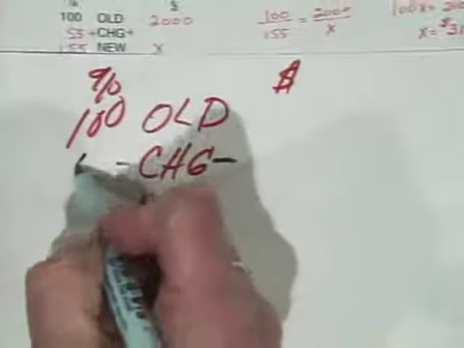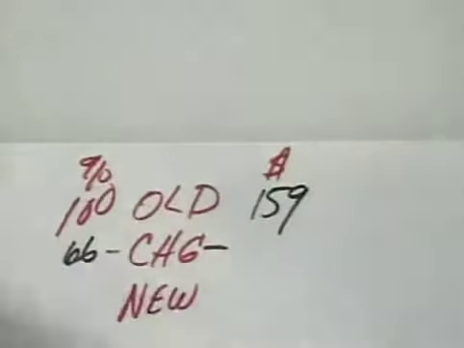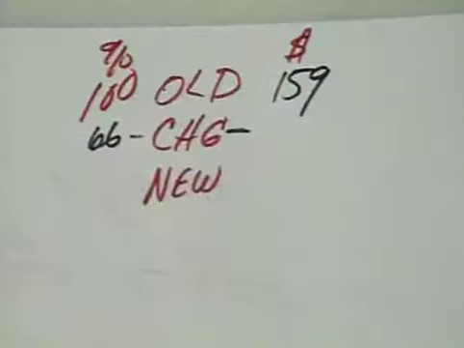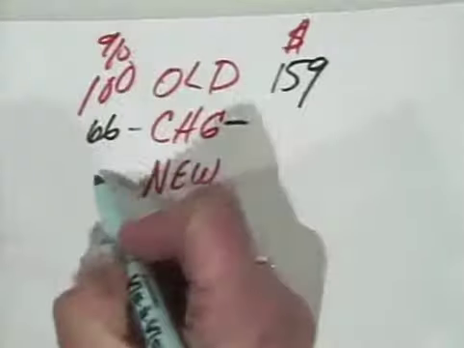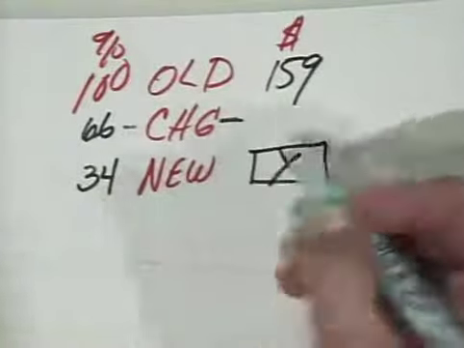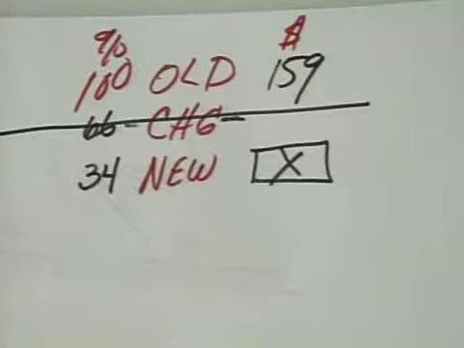Change this time is negative. What are we going to put under the column new and percent? Did you get 100 here? 66, huh? 34. 34, great. I'm looking for new value. The X goes here. I'm going to ignore the middle.